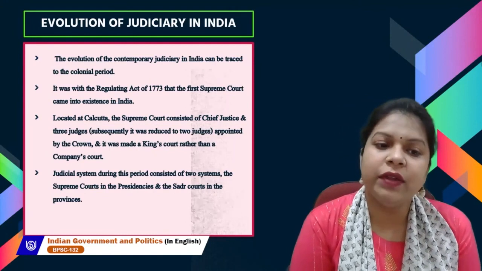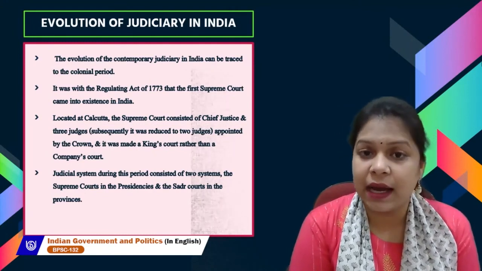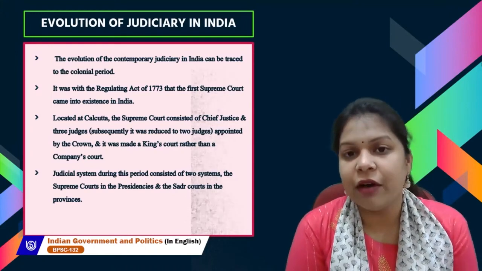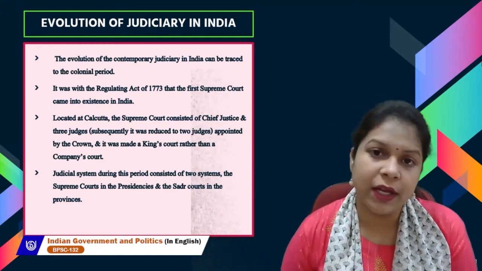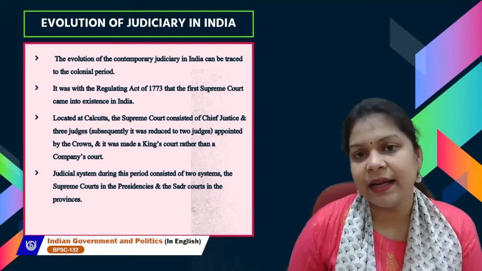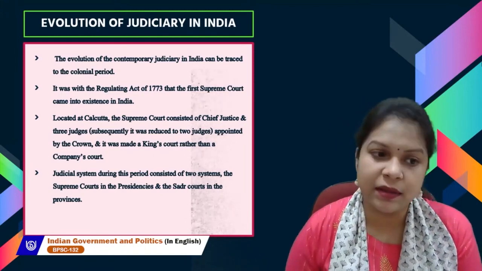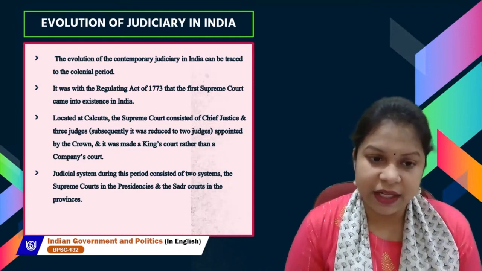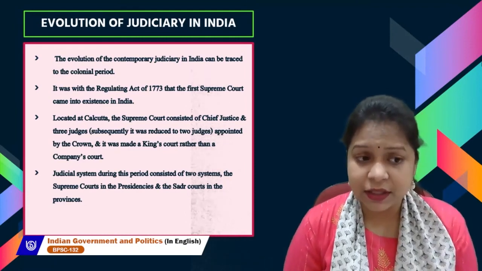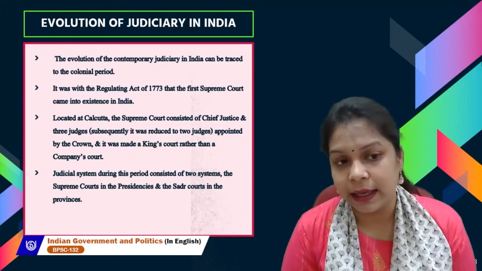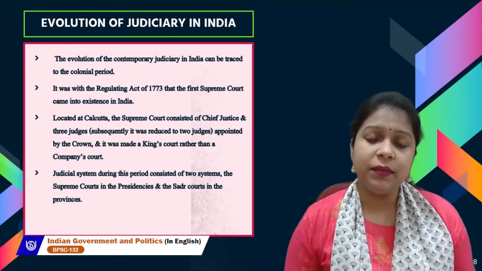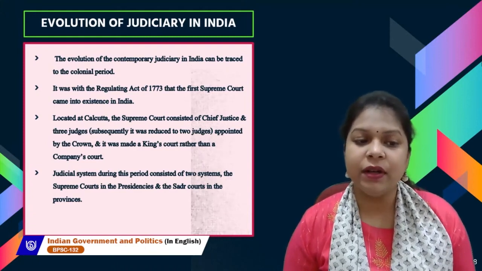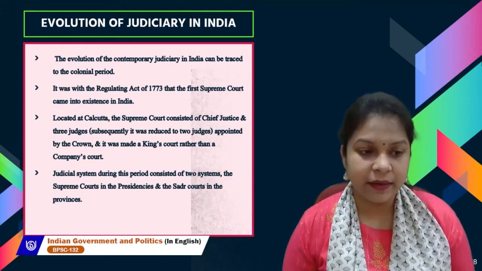The evolution of the contemporary judiciary in India can be traced to the colonial period. As we all know, India went through a colonial period for a very long time. So we can see that the judiciary comes from there only. It was with the Regulating Act of 1773 that the first Supreme Court came into existence in India. So the first Supreme Court came into existence in India after the Regulating Act of 1773.